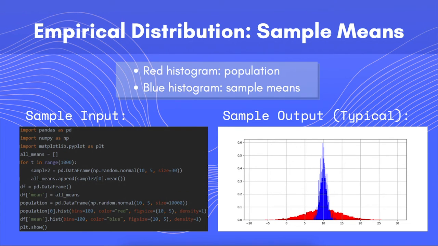Let's try to plot them into the same graph. The red histogram is the population. We will also plot the distribution of sample means in blue. The two graphs are normalized to have a better view while comparing. We observe that the blue distribution has data more close to the center, which is mu. It indicates a smaller variance.